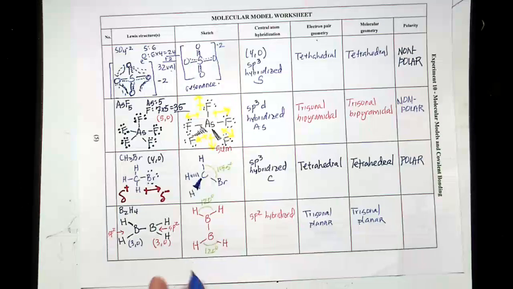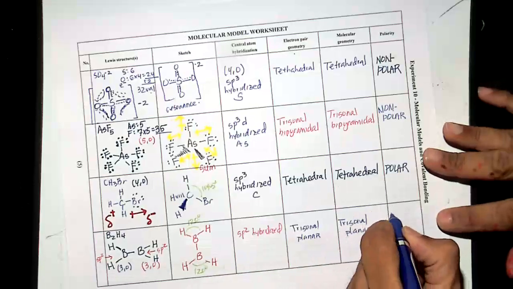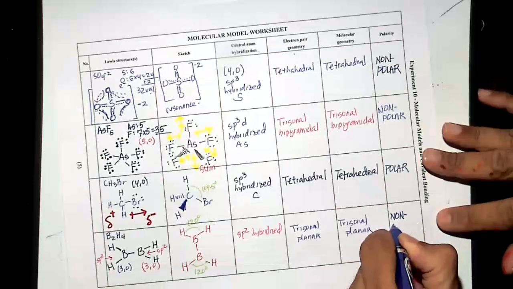And is this polar or nonpolar? Hydrogen does not pull, boron does not pull. There's no pulling whatsoever, so if there's no pull, what would it be? Okay, yeah, boron is not considered electronegative, so it's nonpolar.